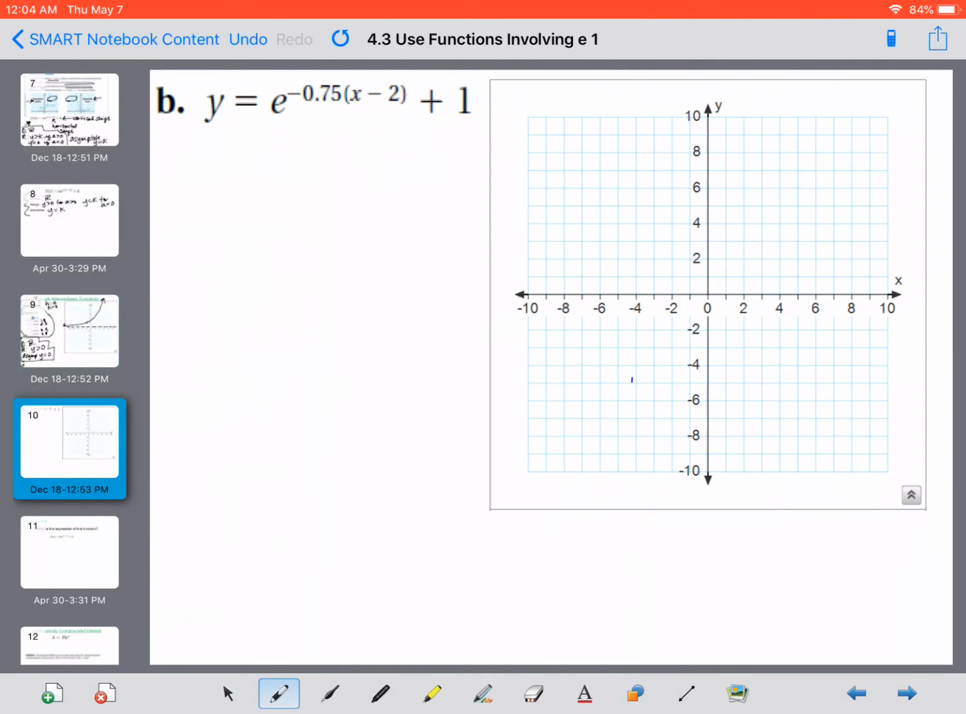Okay, let's do this one. If we look at this one, is it going to be exponential growth or exponential decay? You can tell by looking at the equation. Okay, your h is 2. Remember, use the opposite sign. k is 1. And is it going to be growth or decay? Because my exponent is negative, it's going to be decay, which means when you graph, your graph should look similar to that. Okay, so let's make a table.